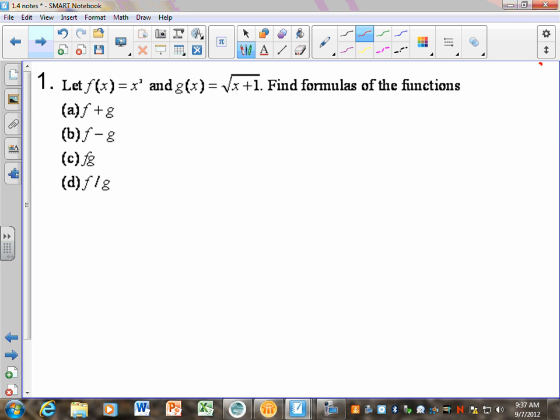All right, so if I'm going to add these together, I'm just going to add x cubed plus the square root of x plus 1. Can you add those two things together? So you can't add something outside of the square root with something inside of the square root. If you could add them together, obviously I want you to combine like terms. But if you can't add them together, that's it. That's your answer.